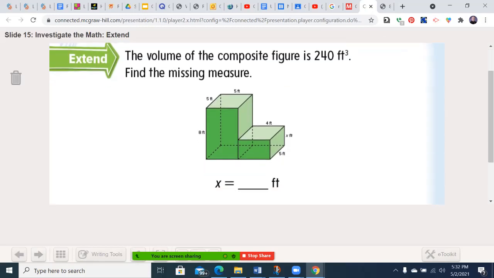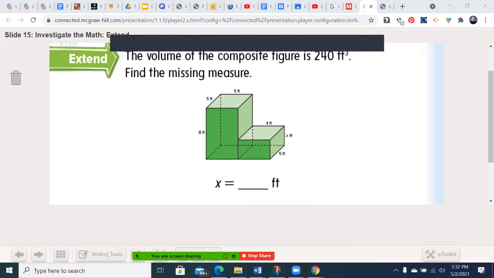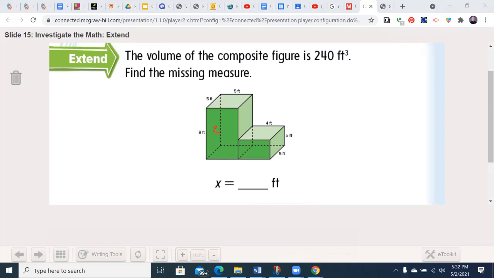So I have the volume of this composite figure is 240 cubic feet. Find the missing measure. So now they're going to challenge me, and I'll accept that challenge. Over here we have 5, 5, and 8. So 5 times 8 is 40, and 40 times 5 is 200. So this part here is going to be 40.